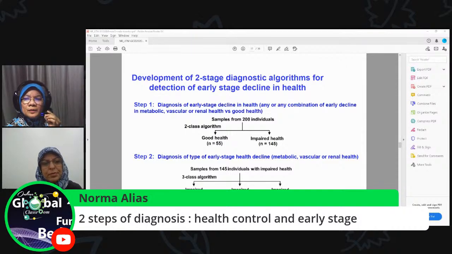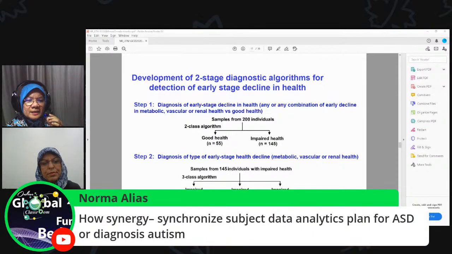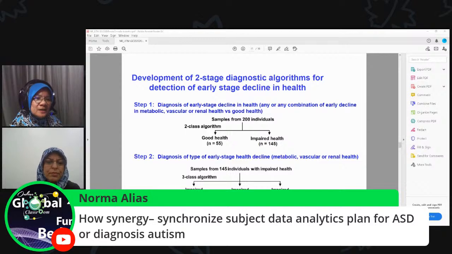Okay, that's very clear, the way you categorize the data, and I'm really impressed by how you synchronize the subjects, the data analytic plan, and the activities in the clinic for diagnosing autism. So how do you compare and match between the two groups?